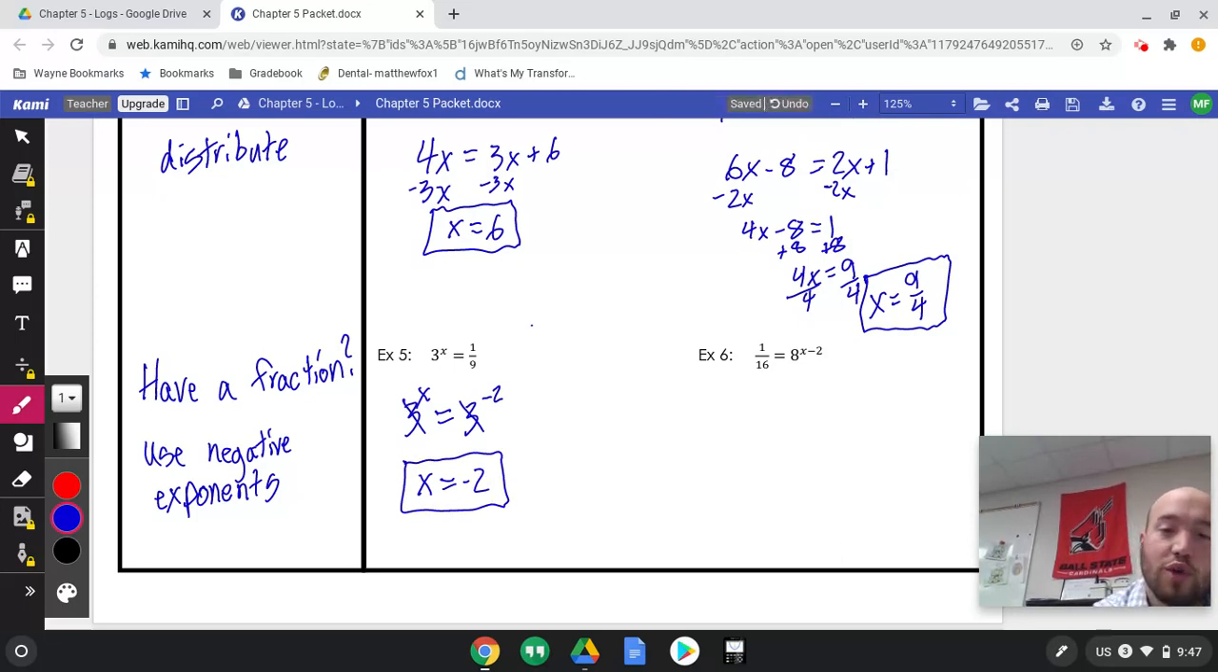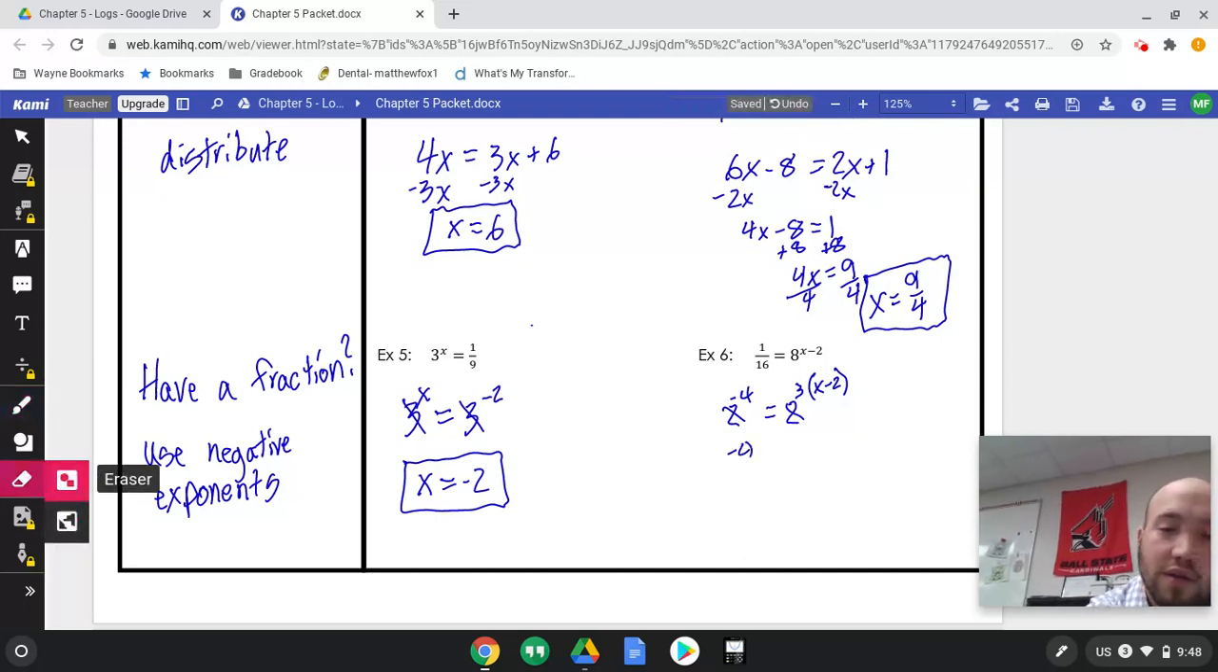Okay, your next one, 1 over 16, and that equals 8 to the x minus 2. Now be careful. 8 and 16, I know you're going to think it's just 8 to the second, but 8 to the second is 64. We actually on this have to change both of those. 2 goes into both of those, so 2 to the negative fourth on the left, 2 to the third on the right. Don't forget your x minus 2. Our 2's are the same, so we get negative 4. Oops, that's not my best.